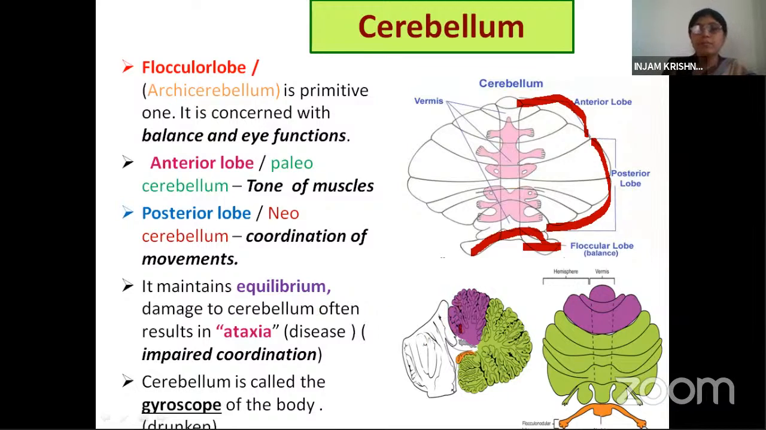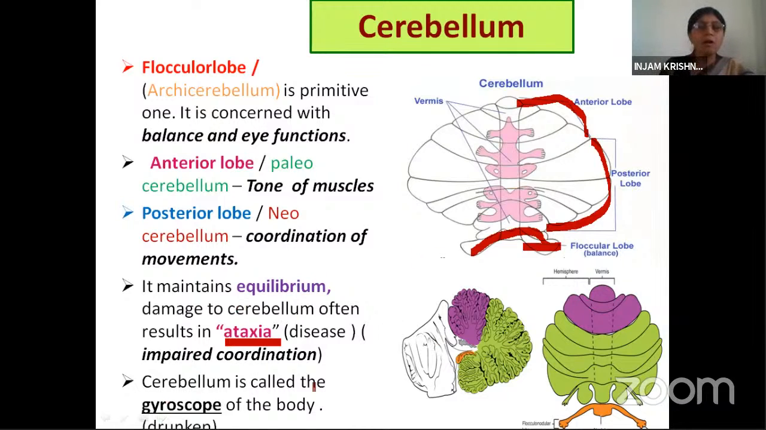If the cerebellum gets damaged, it results in ataxia. What is ataxia? Ataxia means impaired coordination. Coordination is not in a proper way. If it is not in a proper way, what are the symptoms? It results in not walking in a proper way, or not being able to speak in a proper way. Those are the impaired coordinations.